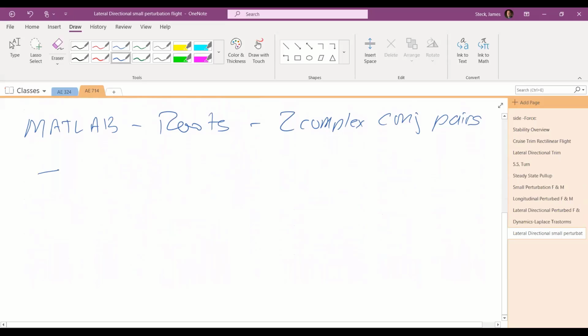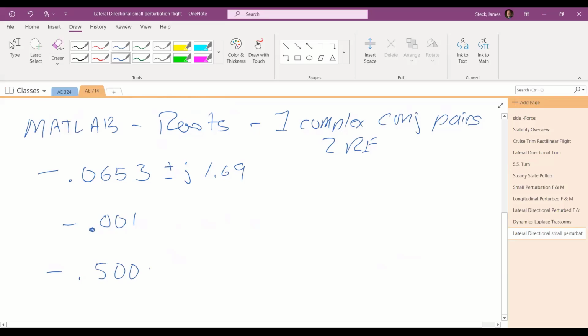So here are the roots, with a lot of space in between because we're going to talk about them. So there's the first set. Oh, I'm wrong. We don't get two complex conjugate pairs. We get one complex conjugate pair and two real roots. Here's what they are. I was still stuck on longitudinal.